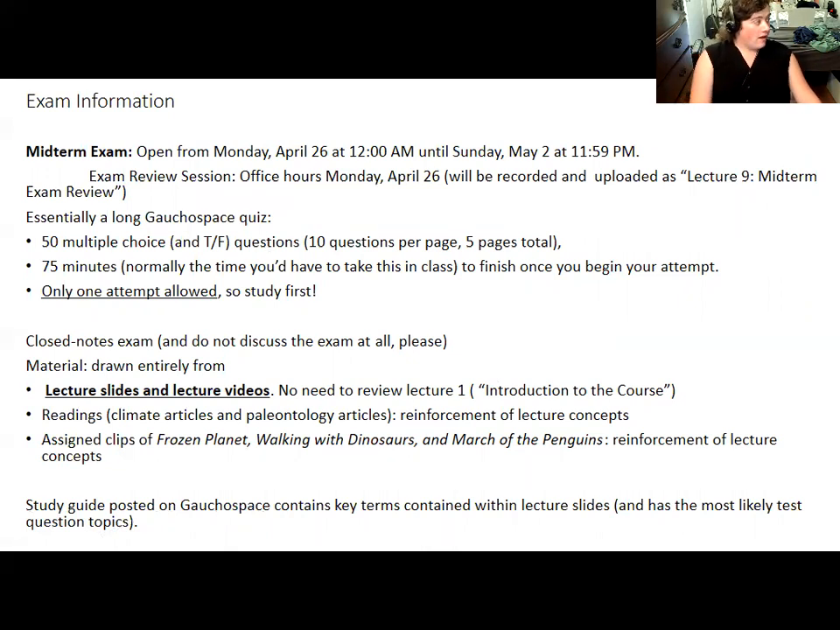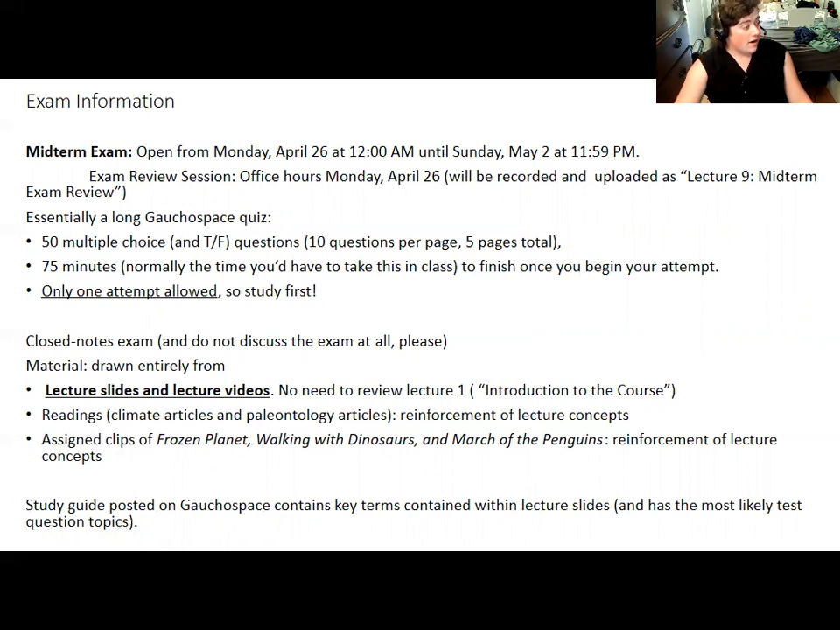on Wednesday. And it's going to consist of 50 questions. They're all going to be either multiple choice or true or false. You'll have 75 minutes to take the test, and that's what you would have if you were taking this in class. It is a closed notes exam, so study the lecture slides and your notes first.